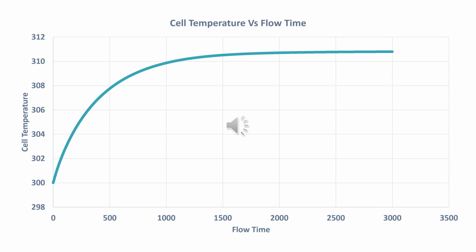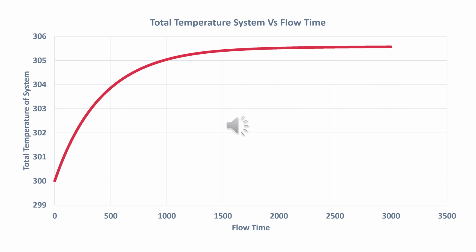This represents cell temperature with respect to flow time. The cell temperature curve becomes flat over the period of time. After 1000 we observe the flatness, and it almost becomes flat after 1500. This represents the total temperature of the system with respect to flow time. Again the curve becomes flat, meaning no further changes in temperature will happen.